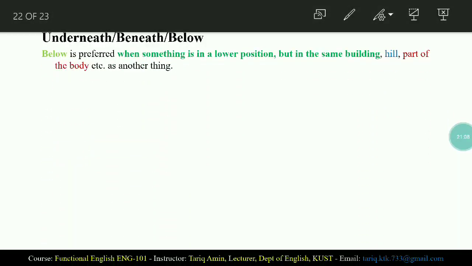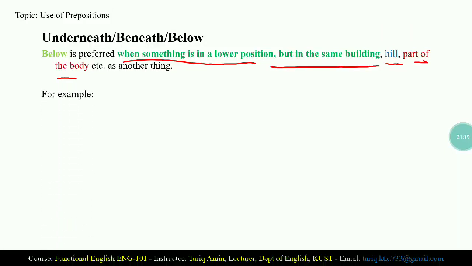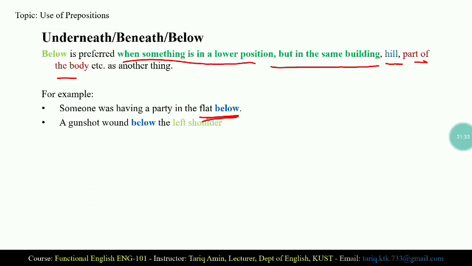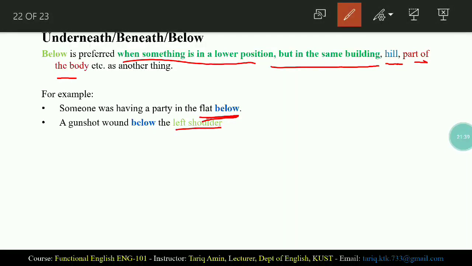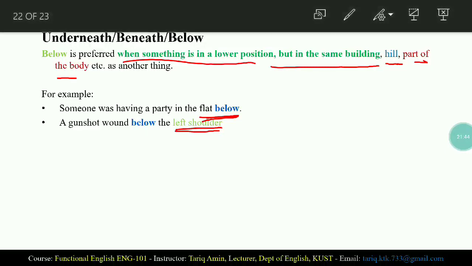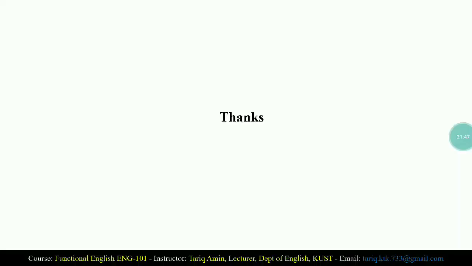Below is preferred when something is in a lower position, but in the same building or on the same hill or part of the body, etc., as another thing. For example, someone was having a party in the flat below. Flat below means that the flat was in the same building. Both the flats were in the same building. A gunshot wound below the left shoulder shows the same body. Okay, thank you very much.